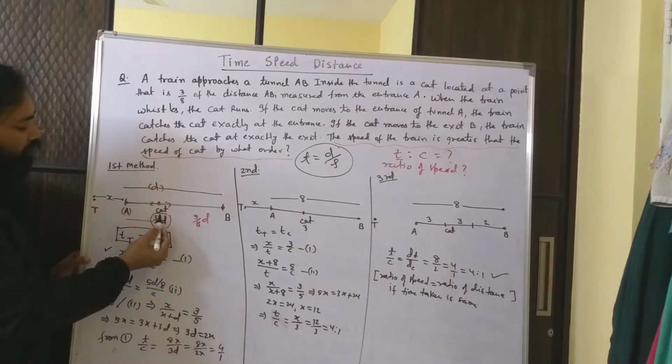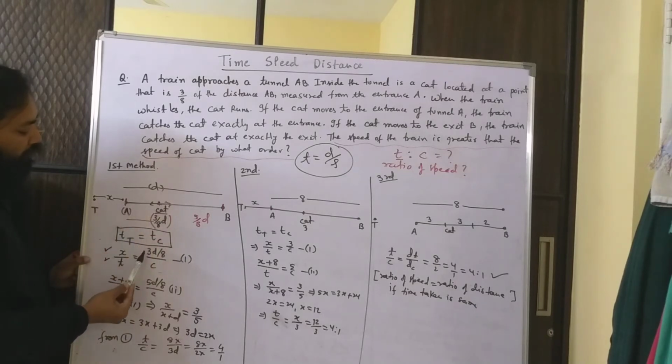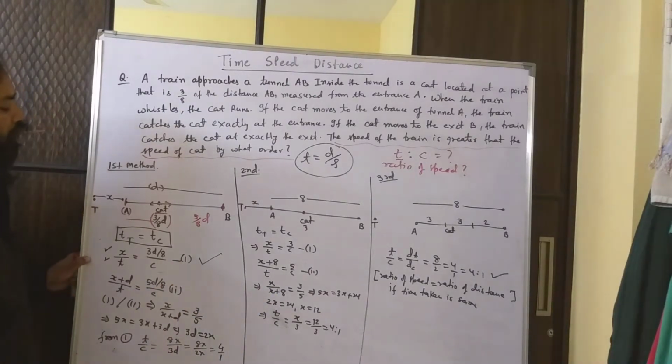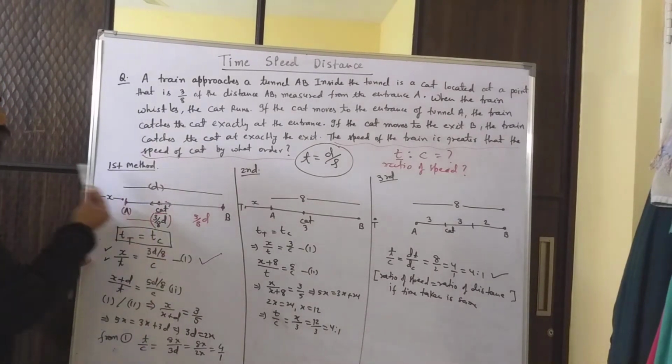Similarly, what distance does the cat have to travel? When the cat comes from this point to this point, the cat will be traveling 3d by 8. Correct? And the speed of the cat is c. So this is my first equation. This is in the case when the cat comes this side.